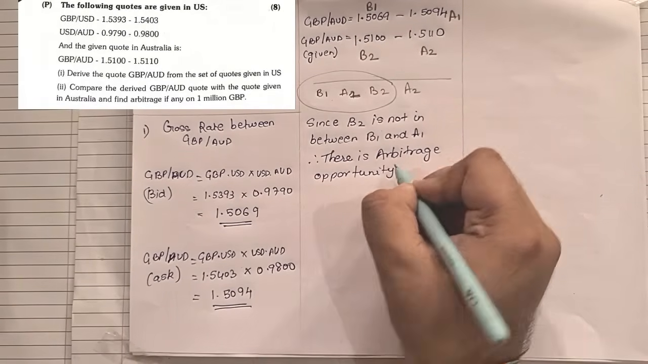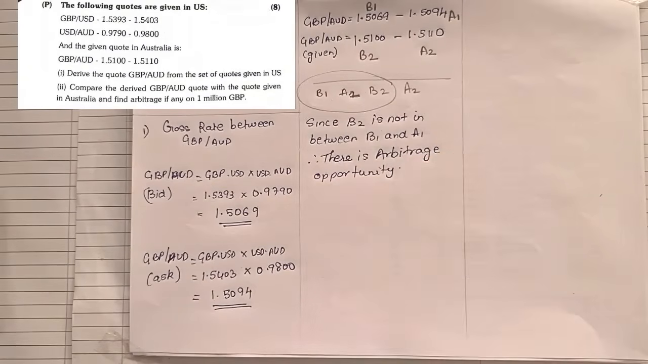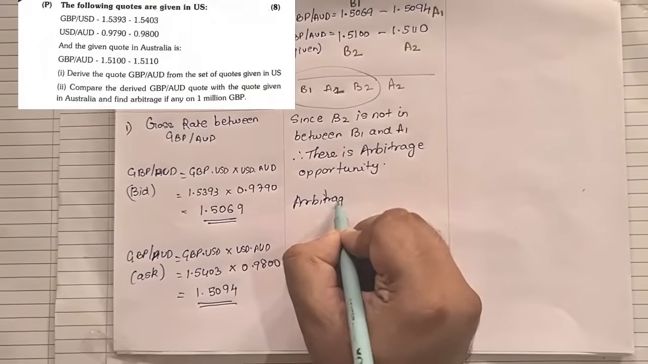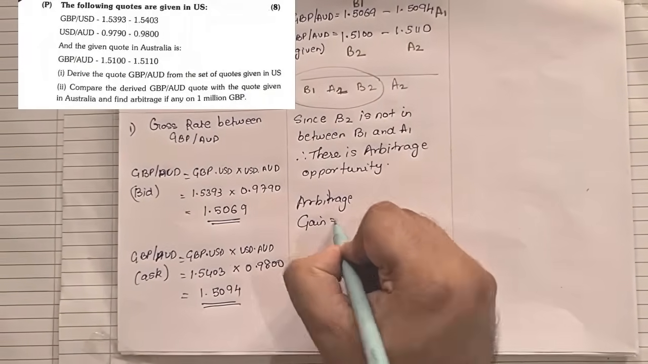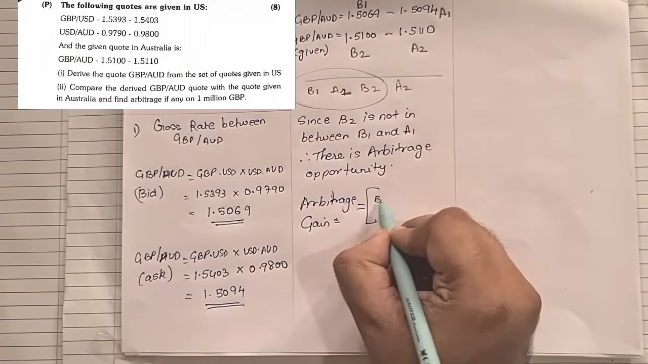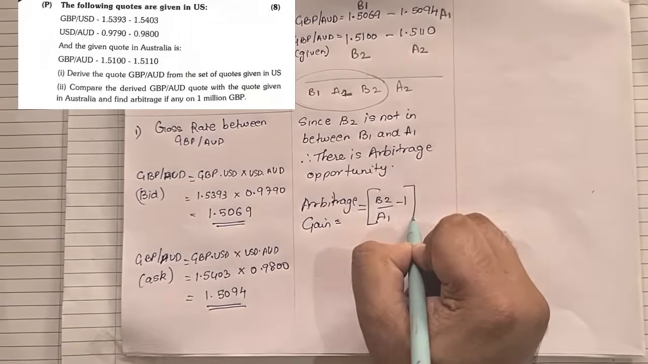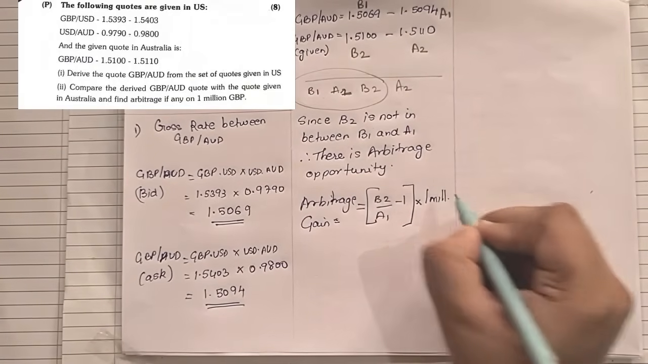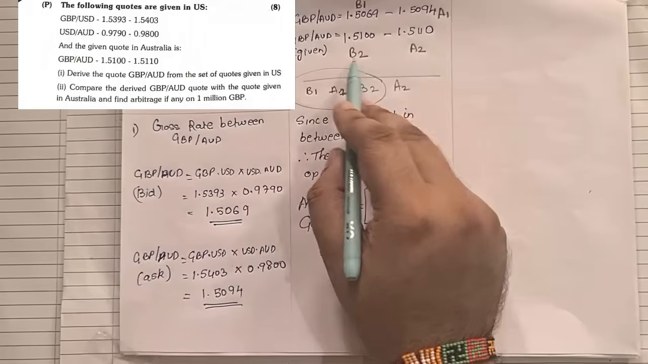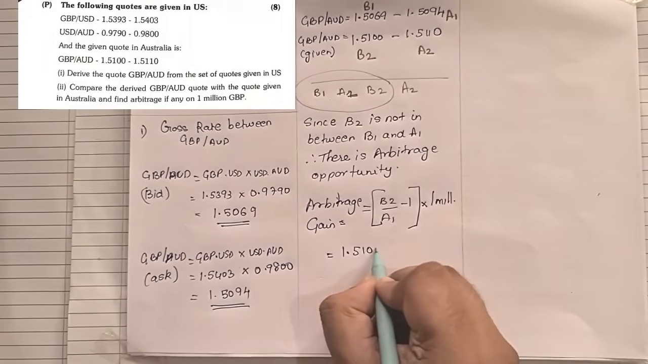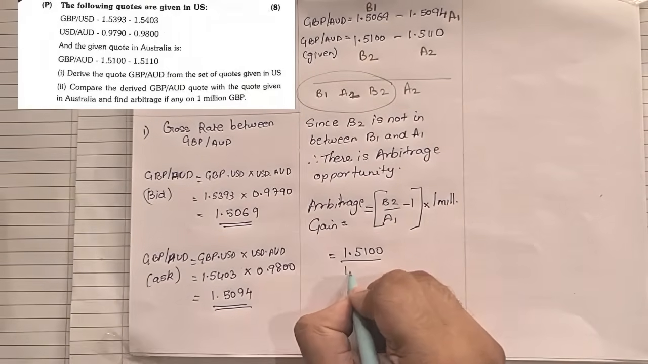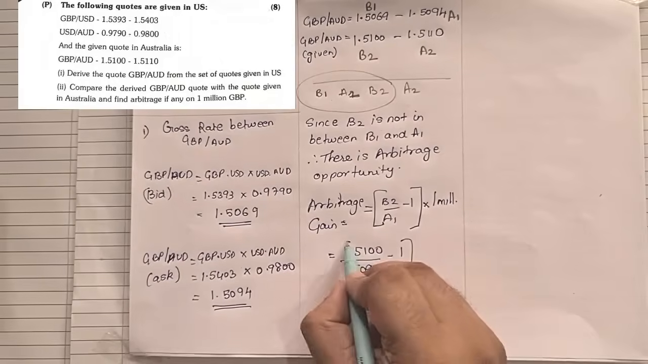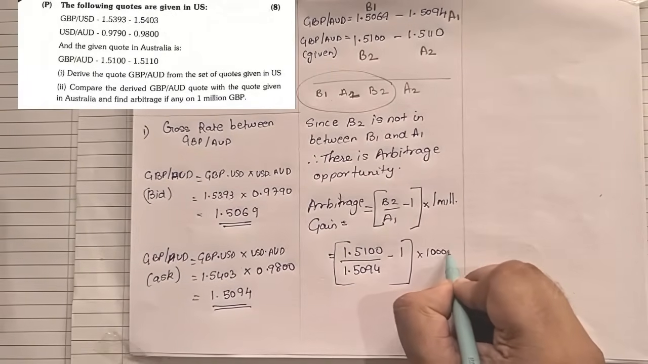So the formula is very simple. I'll write it here: arbitrage gain is equal to (B2 divided by A1 minus 1), the whole thing into, now they have given you 1 million, so into 1 million. Okay, so here B2's value was 1.5100, A1's value is 1.5094, minus 1, the whole thing into 1 million, that's 10 lakhs.